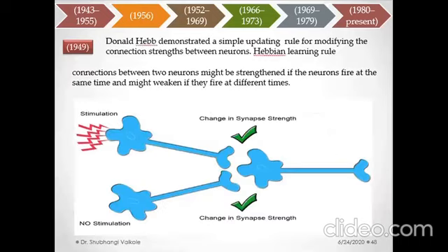Then in 1949, Donald Hebb demonstrated a simple updating rule for modifying the connection strengths between neurons, and that is called the Hebbian learning rule. Connections between two neurons might be strengthened if the neurons fire at the same time and might weaken if they fire at different times. The Hebbian learning rule is basically an unsupervised learning rule. So based on the input and output relationship, the output is predicted.